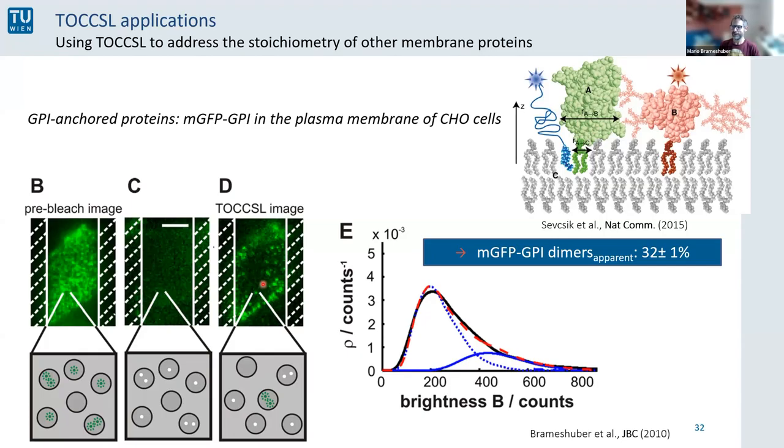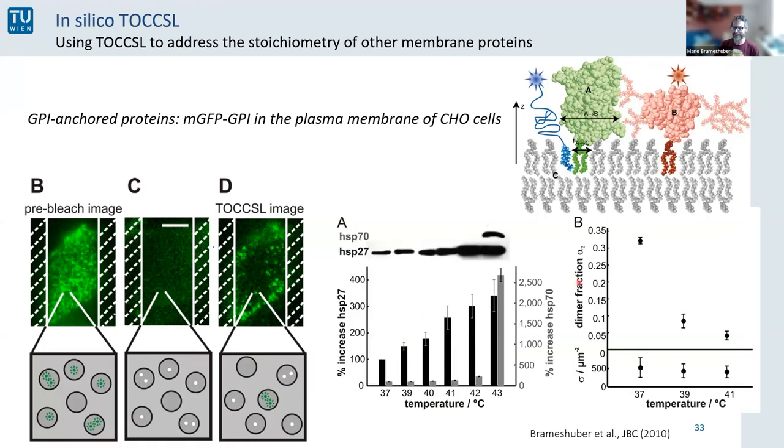You need sensitive systems to see every single molecule. And what we found out basically is that 30% of all GPI-GP molecules are forming homodimers. So they're somehow linked together in a cholesterol-dependent fashion, which was quite interesting at this time. And what you could also see is that this depended on temperature.